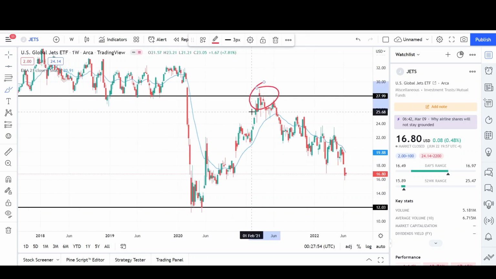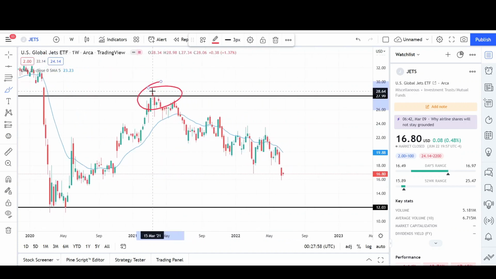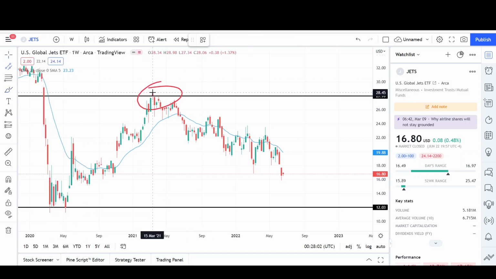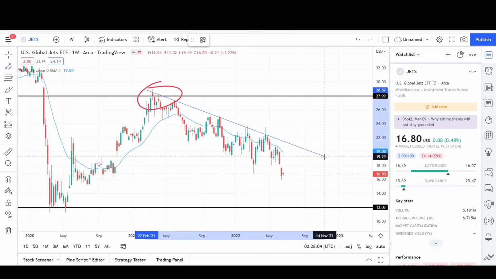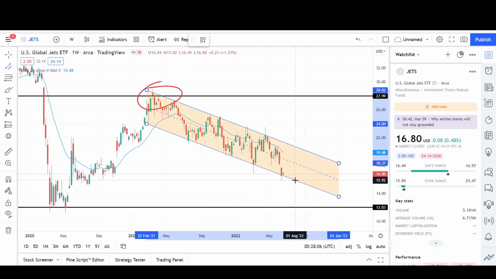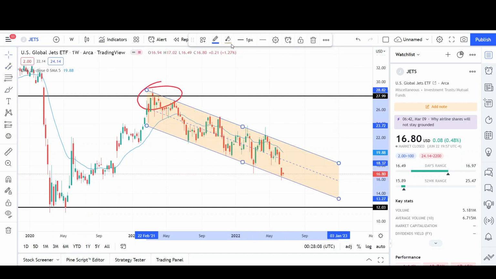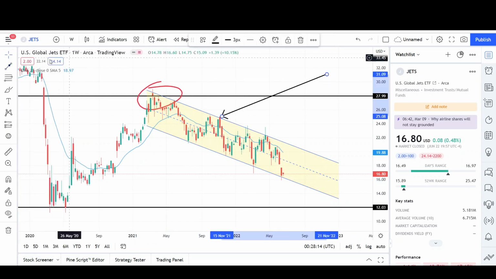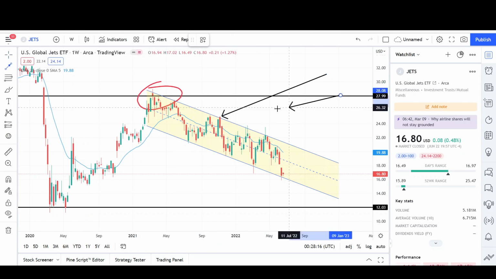We broke through it, came back up to find resistance. We sold off, and we've been selling off ever since we made that test of the $28 level. So we've been working down inside of this channel. This is a very respectable channel. You can see that prices have been bouncing back and forth inside of this like a pinball. You can see this was the third test right here. This was the fourth test.